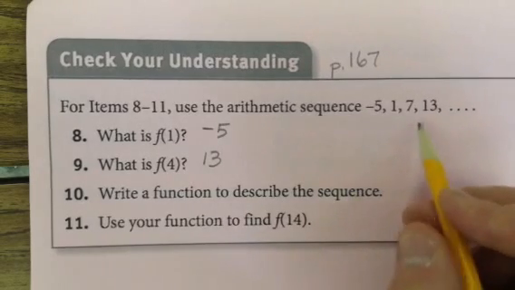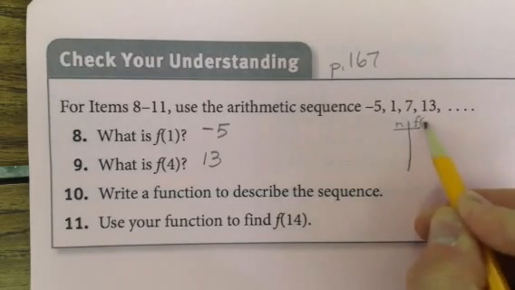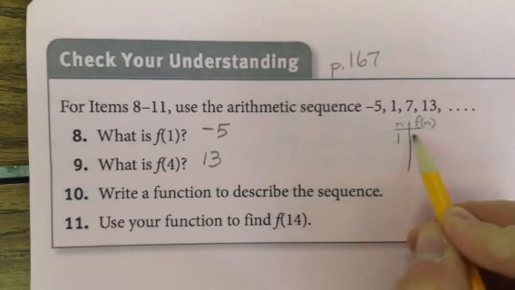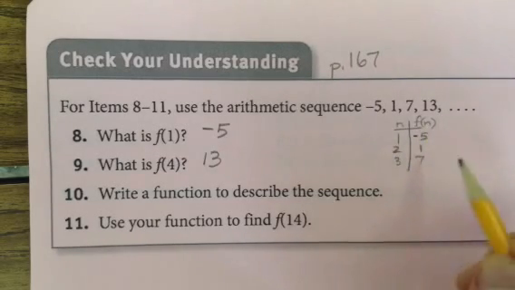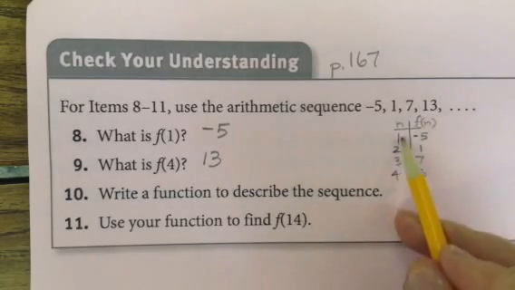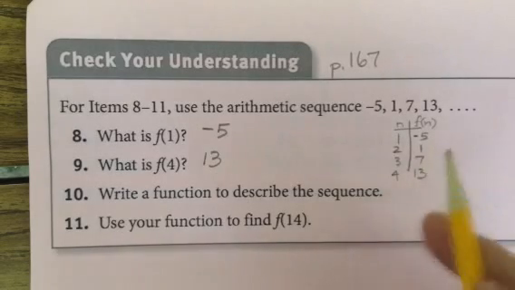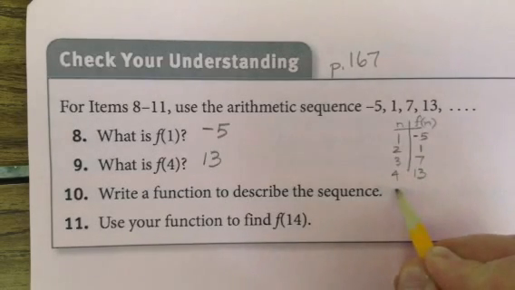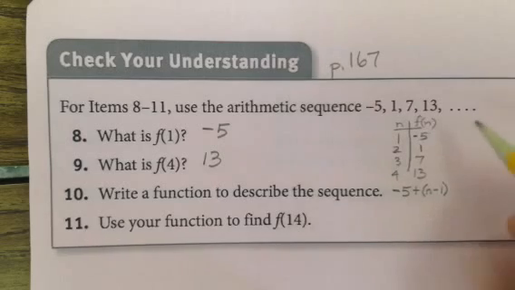We could make a table if we wanted to, a function table. I mean, you don't have to. The first one is going to be a -5. The second one is a 1. The third one is a 7. The fourth one is 13. That's just my sequence position and the sequence number. All right, so what are we starting with? We're starting with a -5, and we're going to add the quantity n-1 times the common difference.